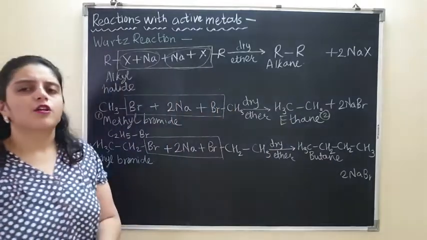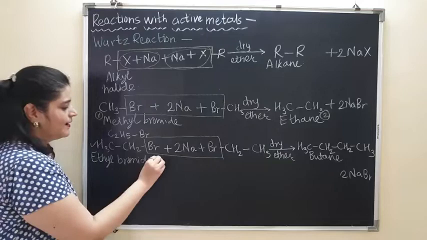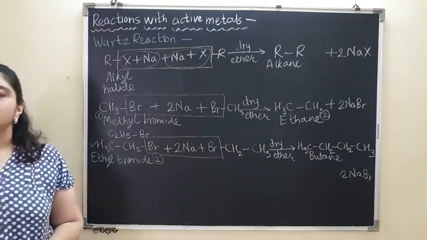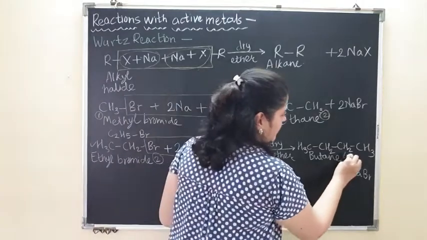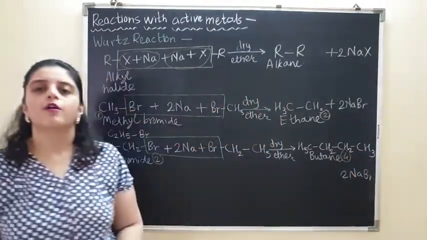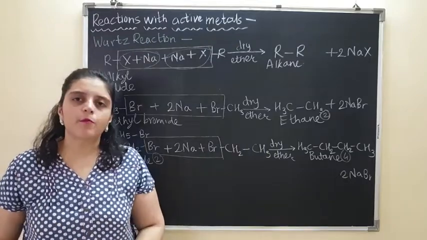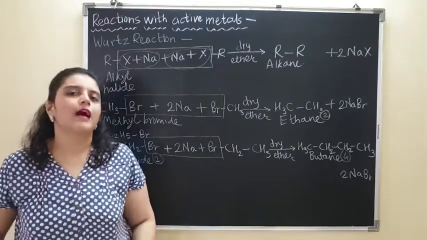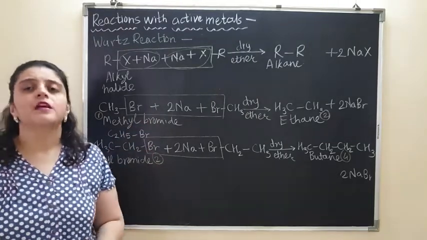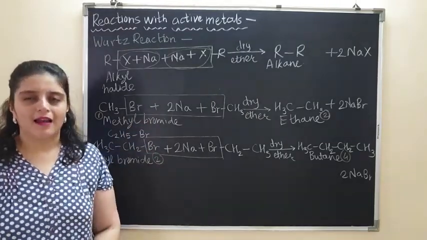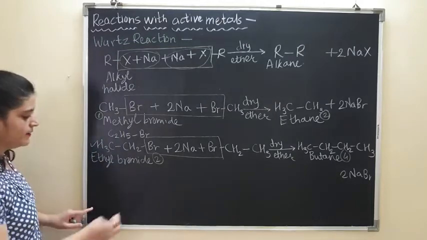So here also you must have observed that if we start with an alkyl halide having 2 carbon atoms, we get the formation of an alkane having 4 carbon atoms. Now let us understand this with one more example so that there will be no doubt left in your mind. As of now we have taken 2 examples which are primary alkyl halides. Now let us take one more example of a secondary alkyl halide.